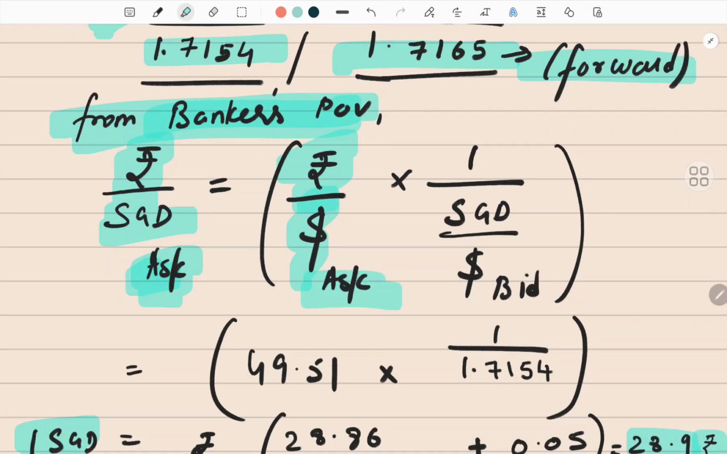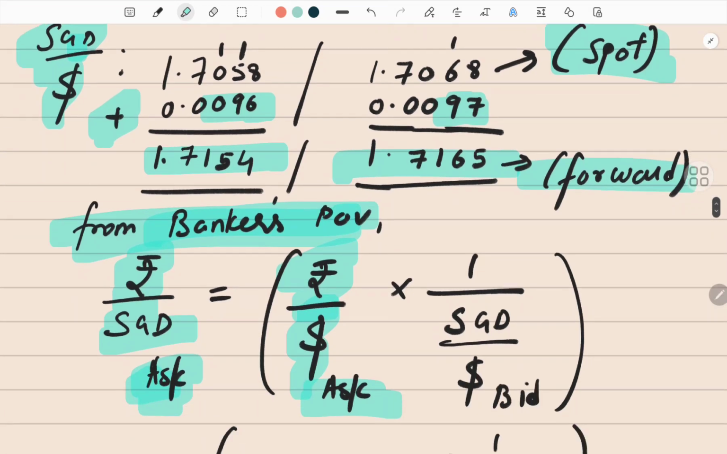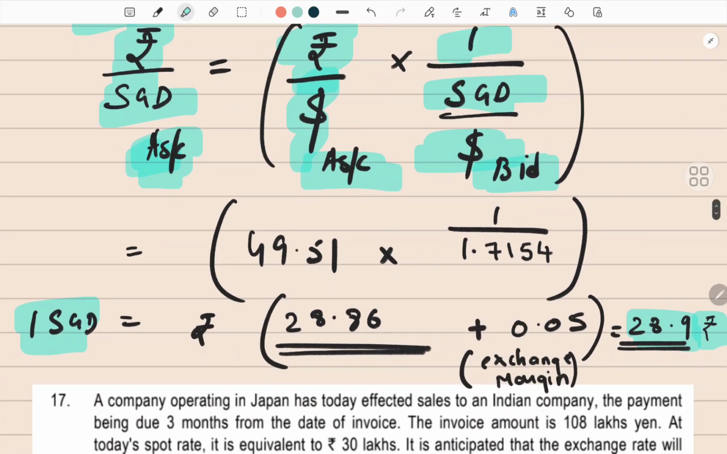Unfortunately, I do not have a dollar by STD quote. If you see, I have an STD by dollar quote, so I have to inverse this STD by dollar quote, and when I inverse that, the ask also changes to the other part, which is the bid. Are you able to understand this? There is also a concept video on this.